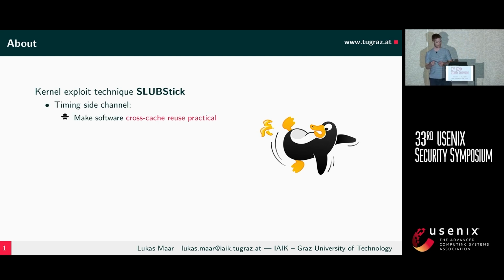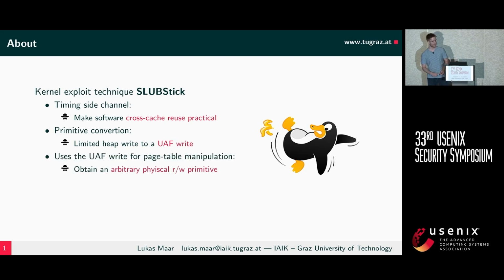The first one, it exploits a timing side-channel on the slub allocator to make software cross-cache attacks practical. The second is it presents a primitive conversion which converts a limited heap write to a more controllable use-after-free write. And lastly, it uses this more controllable use-after-free write to perform page table manipulations to ultimately obtain an arbitrary physical read-write primitive, which is known to be god mode for kernel exploitation.